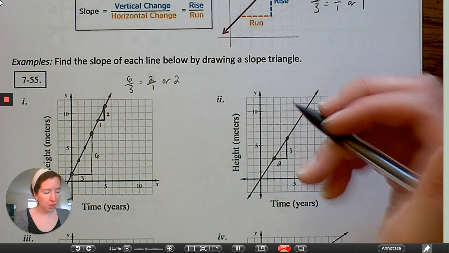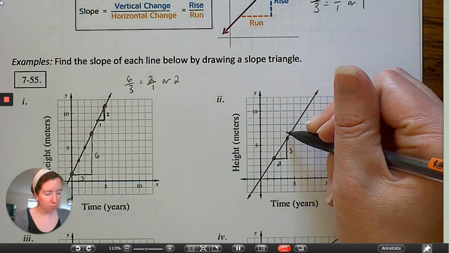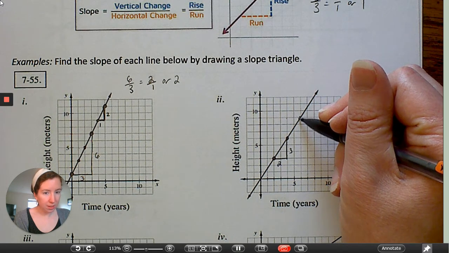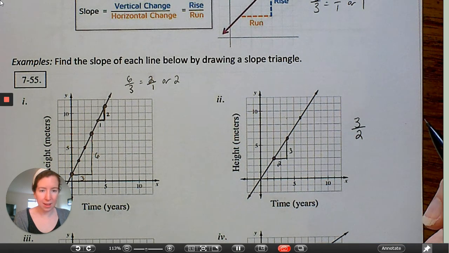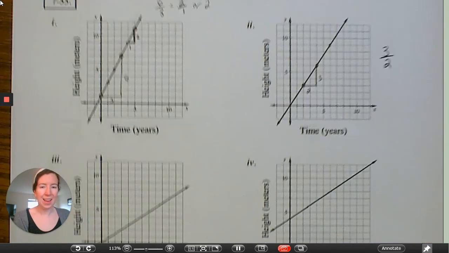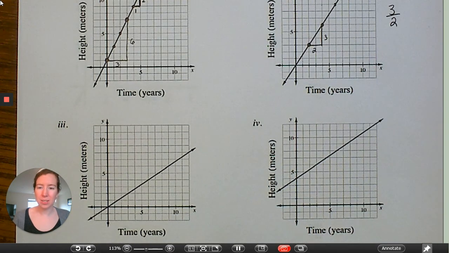Now let's make sure I did this correctly. If I did it right, then if I go up from this point another 1, 2, 3, and over 1, 2, it's going to land me back on the line. Yes, I did it right. Good job. Me. If you're getting this, if you want to pause and try 3 and 4 on your own and then check back to see if you got them right, go ahead and do that. Otherwise, you can follow along with me.